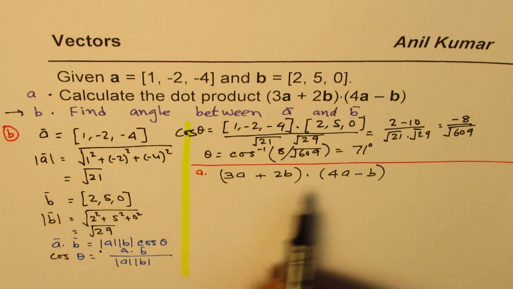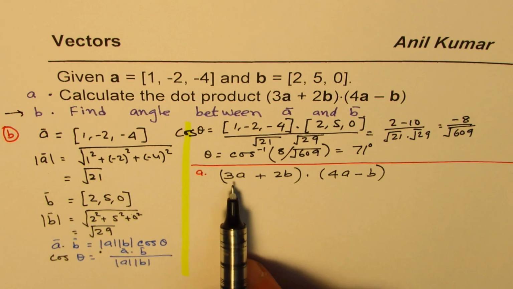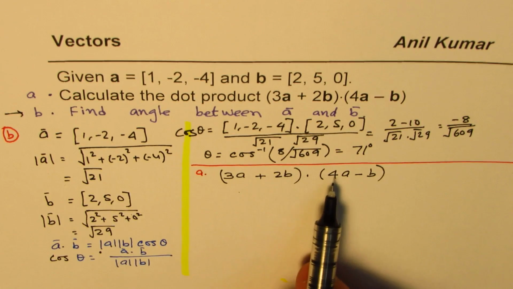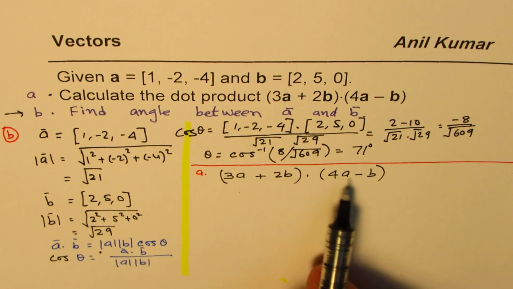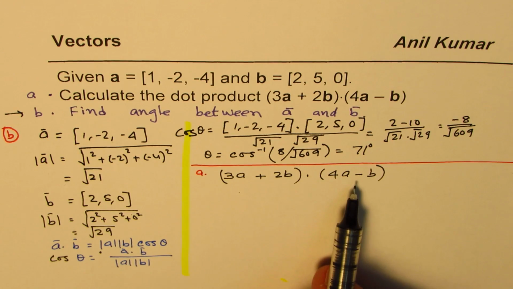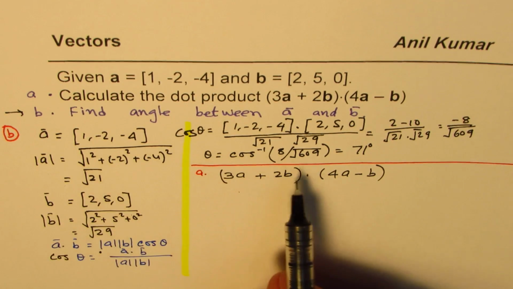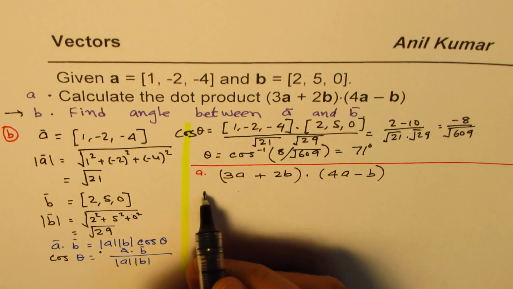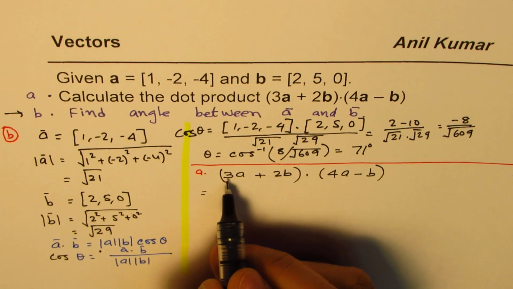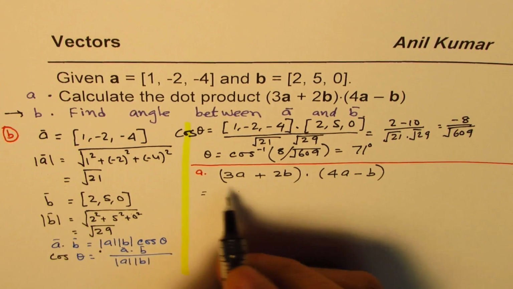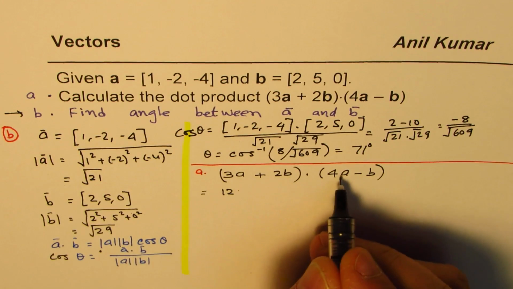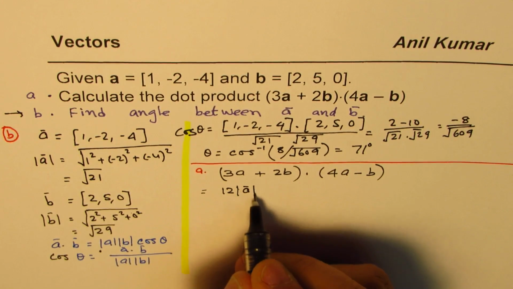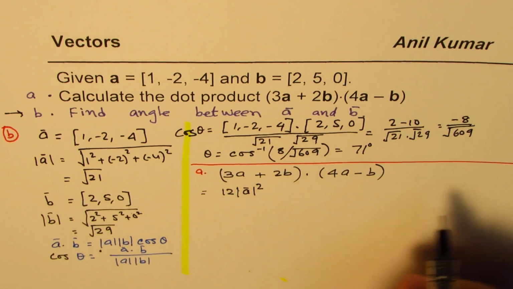Now, what I was trying to say here is that to do this question, we could actually multiply, and we'll get terms like a square, b square, and all that. Since we have done all that here, it becomes easier. So I'll multiply: 3a dot 4a will be 12 times magnitude a squared. Do you see that? This is their dot product.